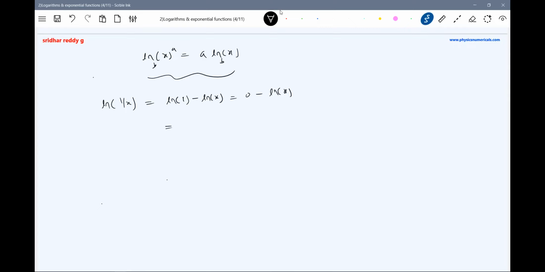So therefore, log of 1 by x, what can you write? Minus of log x. Then the root rule, like the power rule that we have seen. If it is a root, like log of root x, with this particular power let it be c, then this will become log x to the power of 1 by c.